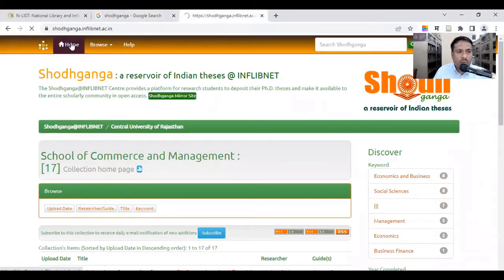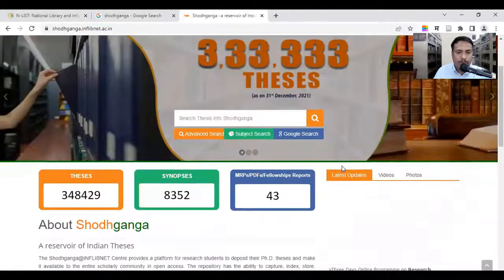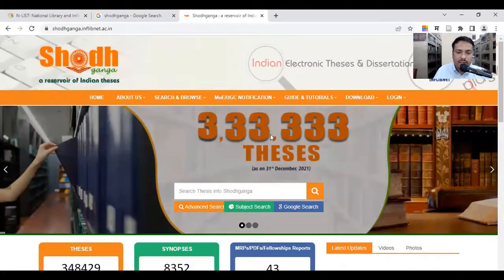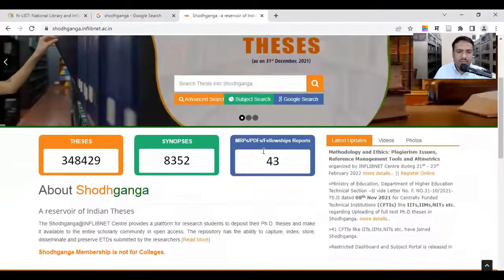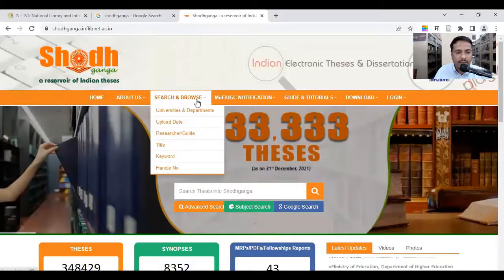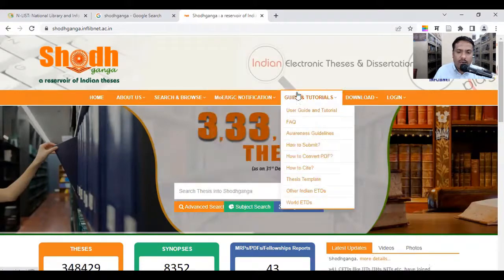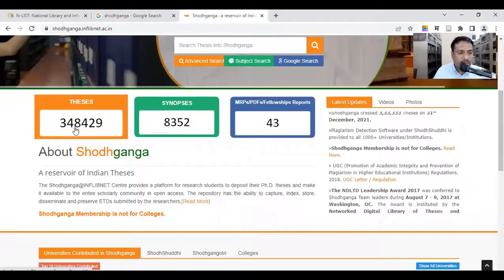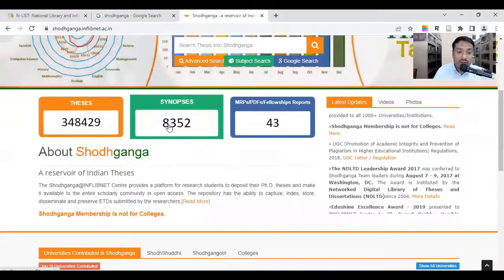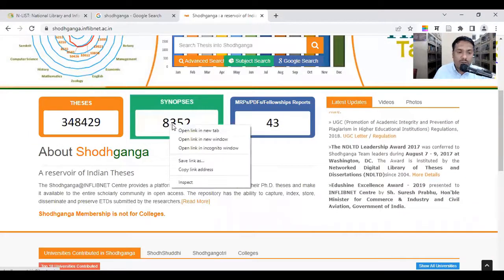Now I'm going to the home page. See, 3,33,333 theses are there. So all over India, this much research is on different subjects. There are different disciplines, and universities and departments are here, and all those things you may observe. The theses are 3,48,429. You may go through the synopsis also.